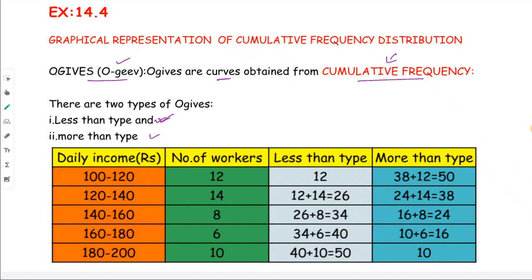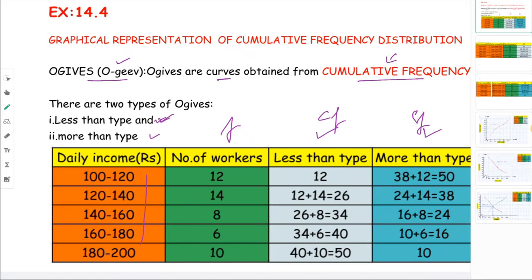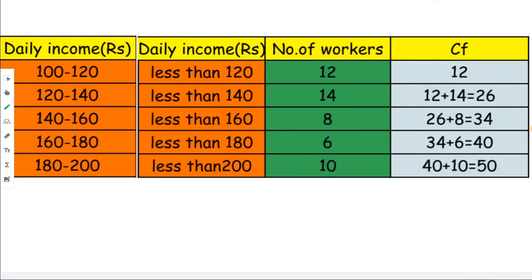So the daily income has been given to us, and the number of workers is the frequency. Then this is for less than, and this is for more than. Remember, these are both cumulative frequency. Clear? So we'll do it one after the other, and I'll teach you how to do it. All right, this is for the less than type. You don't need to write this. This is just for reference.